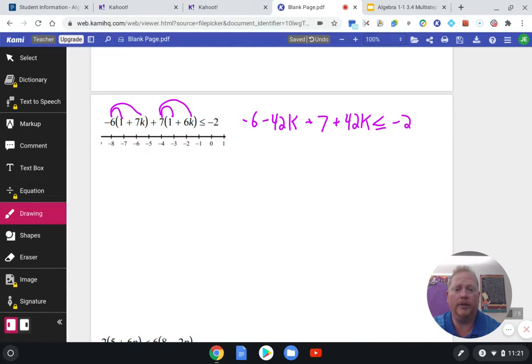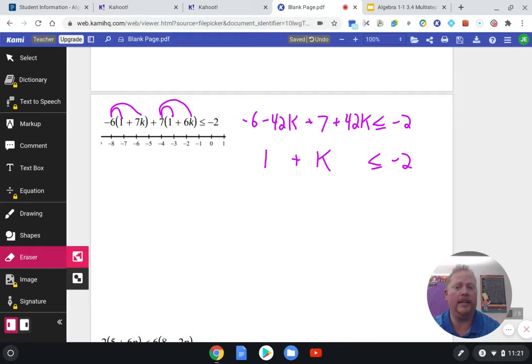Let's combine like terms, the negative 6 and positive 7. Those make a positive 1. The negative 42k and the positive 42k, ooh, what happens there? Some people put k, but that's not right, because a negative 42k and a positive 42k do indeed cancel out, but we don't put plus k there.